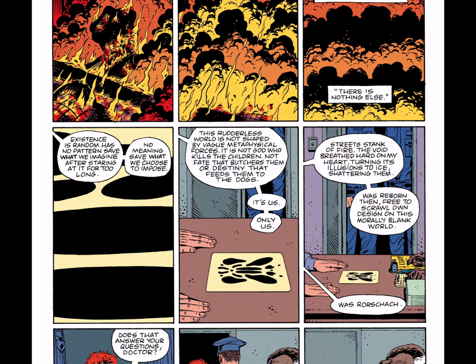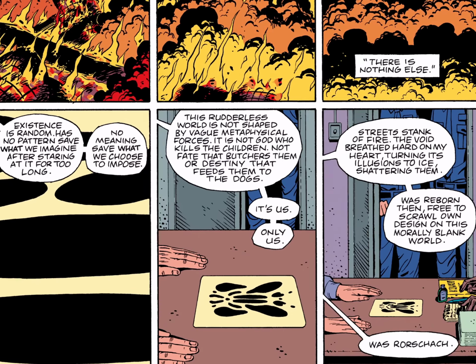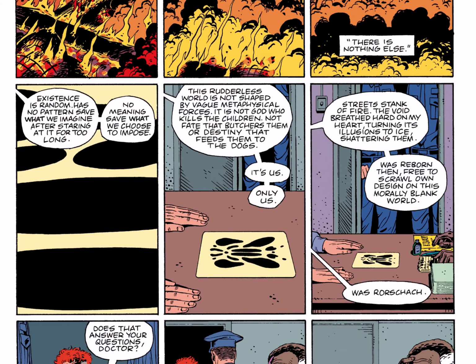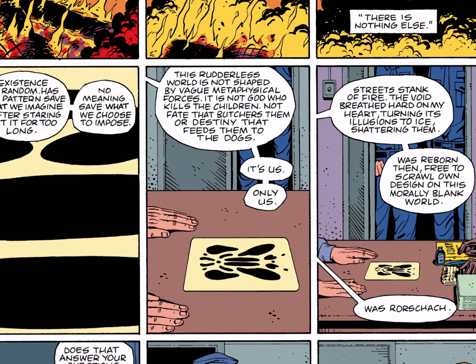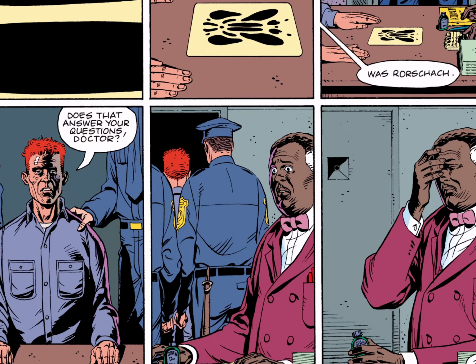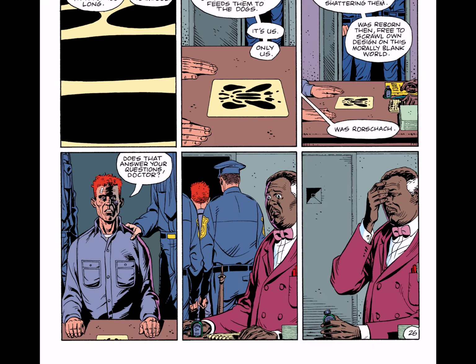And obviously, this is a horrifying thing to believe, it can be a bleak thing to confront, right? To confront this metaphorical wall and to have to overcome it. But I think there is a liberating element to it if you can overcome it courageously. And he says, reborn then, free to scrawl own design on this morally blank world, was Rorschach. So, okay. We understand that Rorschach is existentialist in this sense. He has confronted the metaphorical death of God and gone on.